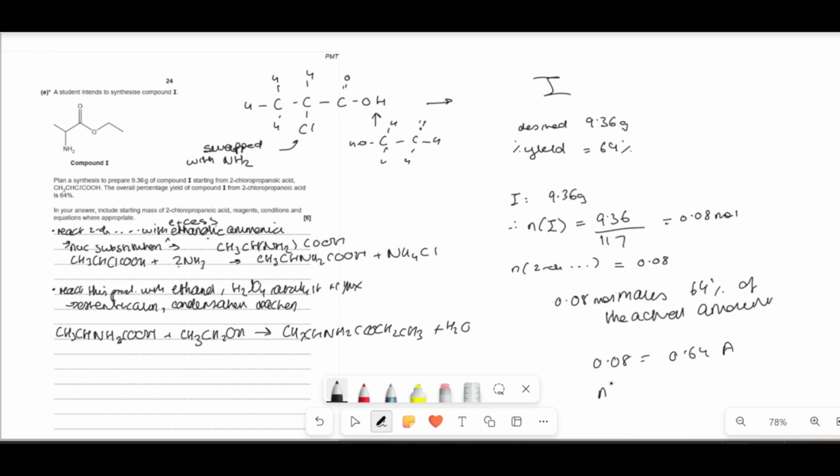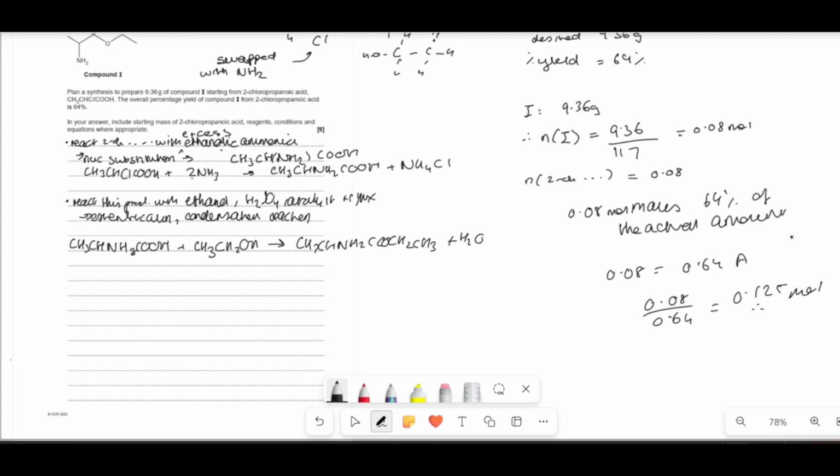So in that case, we'll have to use extra of this to get to that. So it'd be 0.08 divided by 0.64 as a percentage. 0.08 divided by 0.64 equals 0.125 moles instead, actually. Therefore, since mass equals moles times Mr, you would do 0.125 times the Mr of the 2-chloro whatever it is, which is 108.5, and that gives you 36.56 roughly. Sorry, 0.5625, which is roughly 13.6 grams.